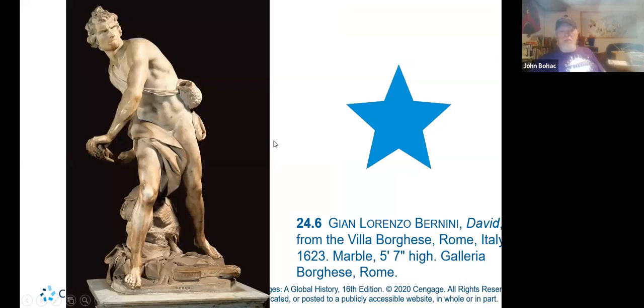Bernini, some themes never die. Put the star on this one too. David, and we know about David. We saw that in Florence. We saw that during the Renaissance. We saw that with Donatello, Del Verrocchio, Michelangelo, and again Bernini. But of all of those David sculptures, this one is markedly different.